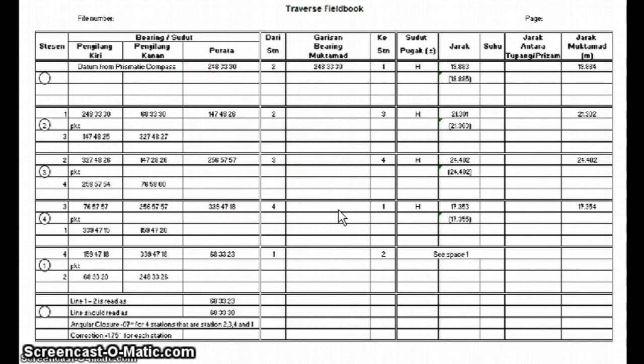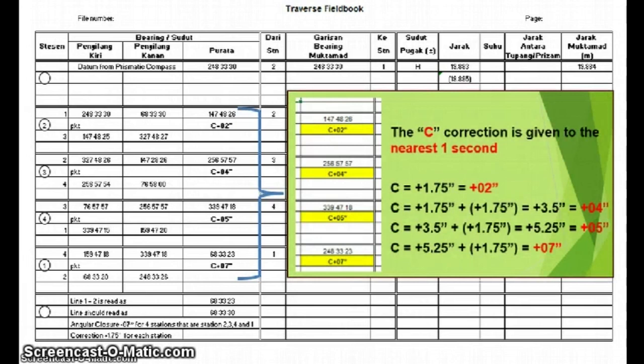The traverse booking will end with this calculation, in which we need to put the value for the line that we read as and the line we should read as. The difference between the line read as and the line should read as will be used for the angular closure for the whole station. After that, we calculate the C correction for the observation line, and for your information, the value of C correction needs to be applied to all the observation lines in the traverse.